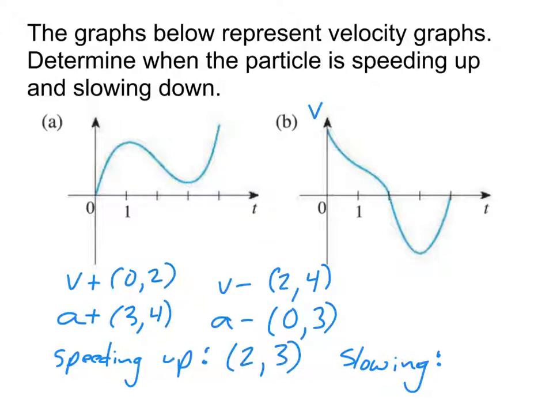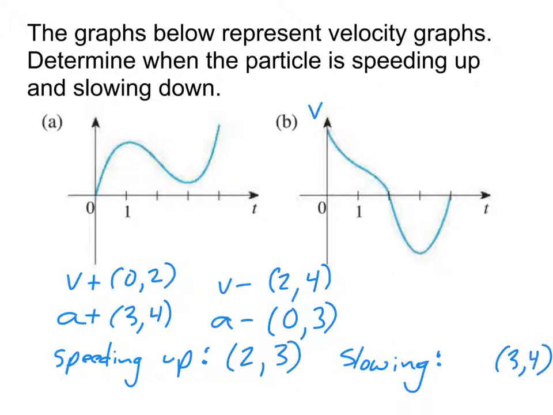Okay, slowing. When is it slowing down? Well, we could just say everything except that and figure out a way to write that, but just to illustrate, we could be looking to see when is acceleration positive and velocity negative. So it's when do those overlap. And so notice those overlap from 3 to 4. So we're going to have 3 to 4 here.